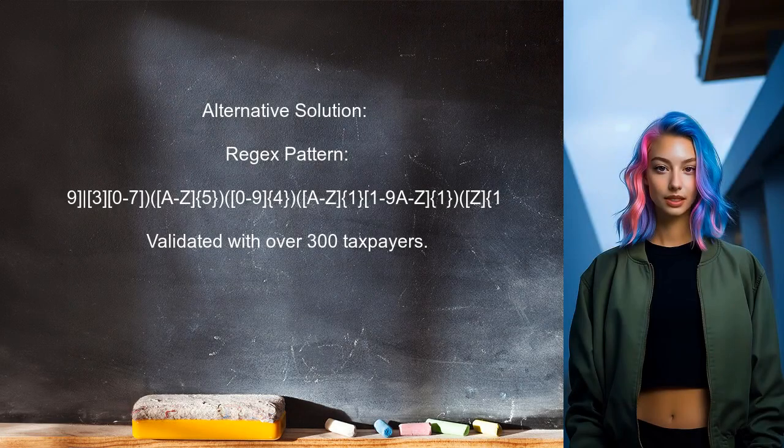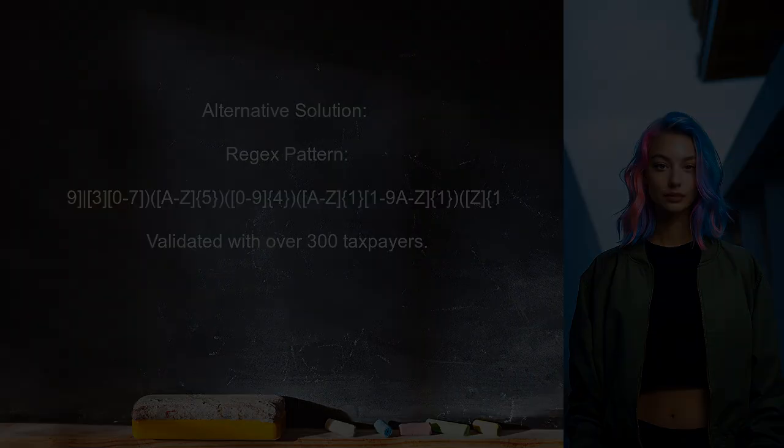An alternative solution for the GST identification number regex has been provided by a user. They suggest using the following regex pattern: caret, open parentheses, 0 followed by digits 1 to 9, or 1 to 2 followed by digits 0 to 9, or 3 followed by 0 to 7, close parentheses, followed by 5 uppercase letters, 4 digits, 1 uppercase letter, followed by either 1 to 9, or an uppercase letter, followed by Z, and ending with 1 alphanumeric character. This regex has been validated against over 300 valid taxpayers.